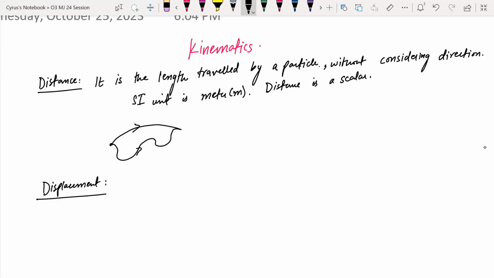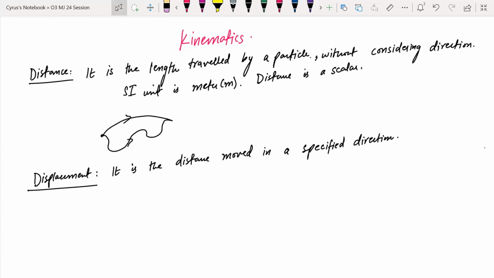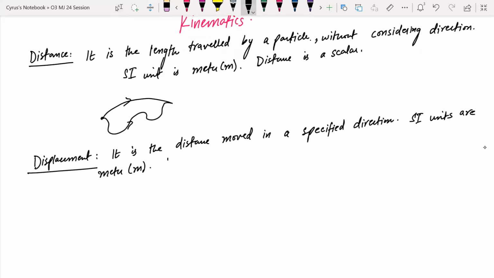And what is displacement? It is the distance moved in a specified direction. SI units are meter. ठीक है, इसकी definition आपने ये नहीं लिखनी कि it is the shortest distance. आपने लिखना है कि it is the distance moved in a specified direction. And displacement is a vector. ठीक है, it is a vector.